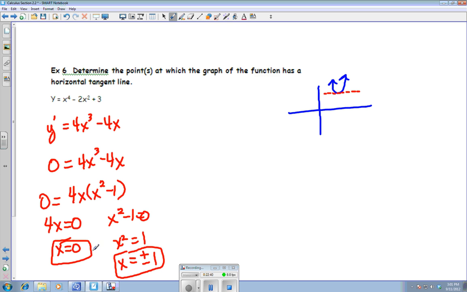So I have 3 points where I have a horizontal tangent line, and that kind of makes sense because I don't know what this graph looks like, but it probably looks something like this. So I have a horizontal tangent line here, here, and here.